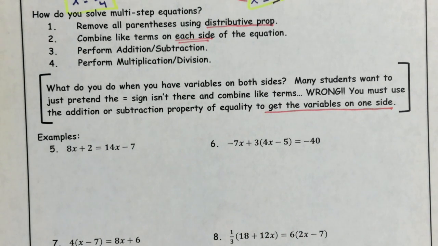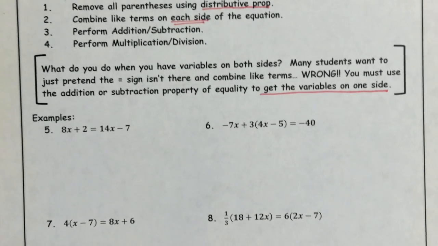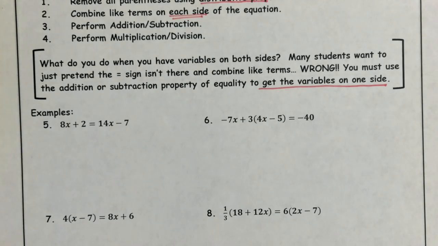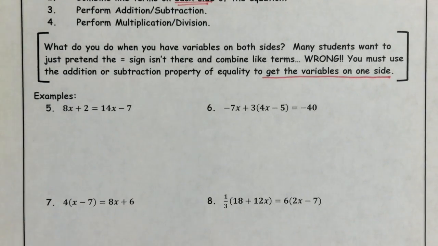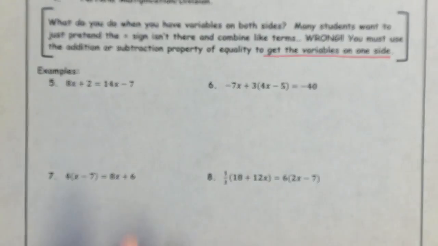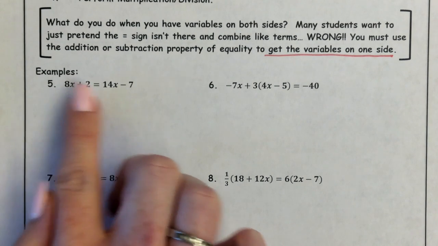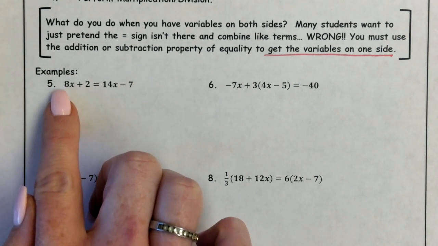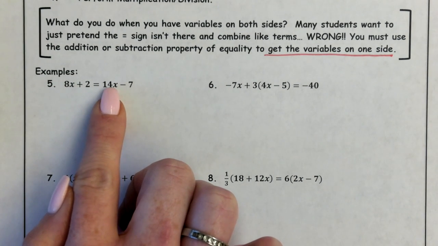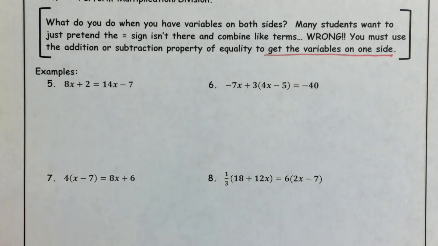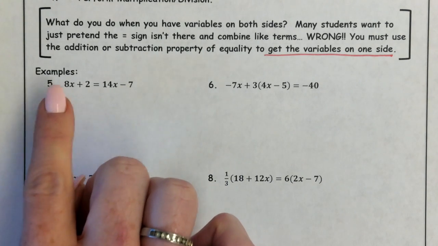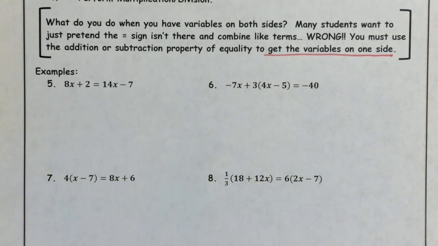Okay, so personally, I like to move the term with the variable first. You can move numbers first if you prefer. That's not a problem. You'll get the same answer whichever one you move first. So I look at my variable terms, and it's 8x and 14x. I like to move the smaller one personally, but no matter which one you move first, you'll get the right answer. Okay, so 8x is the smallest one, and that's a positive 8x.